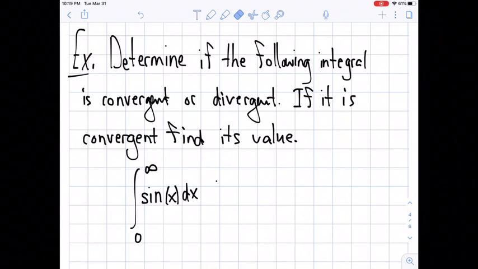Okay, so here we're looking at the following integral. We have sine x from 0 to infinity. And for these questions, what we're looking at is to determine if the improper integral is convergent or divergent. And then if it's convergent, we can find its value. If it's divergent, that means our limit did not exist, and so there is no value to find.